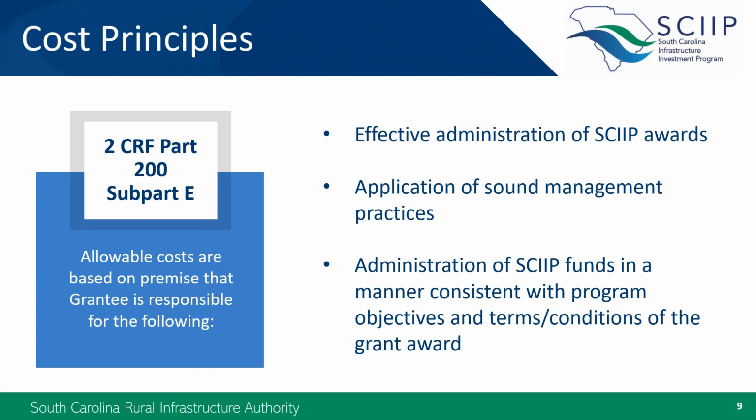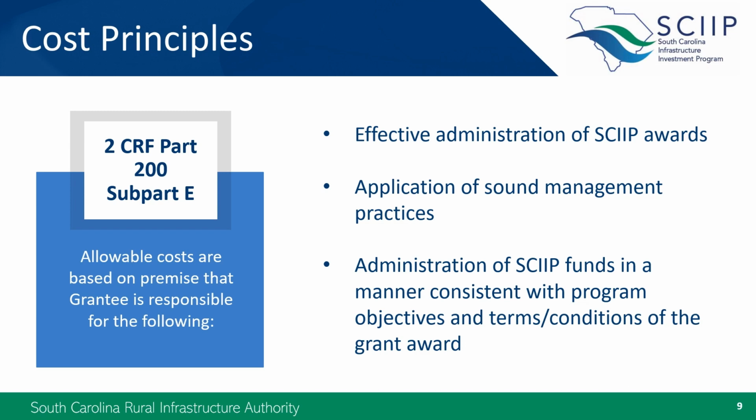Grantees are responsible for effectively administering the SCIIP award and ensuring the grant funds are used only for allowable costs. Effective administration includes reviewing all documentation and plans, making sure the budget and other financial concerns are being taken care of, as well as addressing any questions or concerns that may arise. Proper administration is crucial to the success of the project.